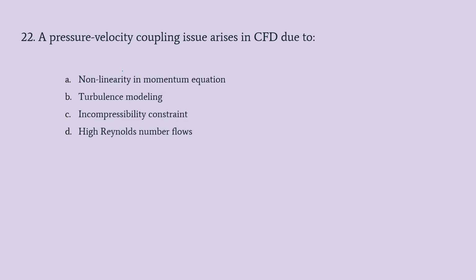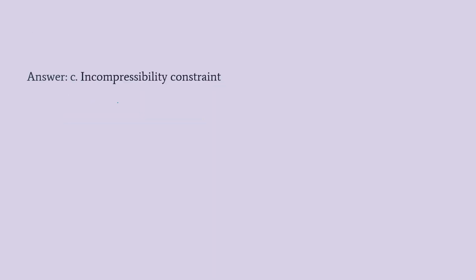So we have already discussed why we need pressure velocity coupling. The pressure velocity coupling is a main factor or requirement when there is an incompressibility constraint. Also, pressure velocity coupling creates issues and is required when there is non-linearity in the momentum equation. But from the viewpoint of this week's lectures, the answer is option C, incompressibility constraint.